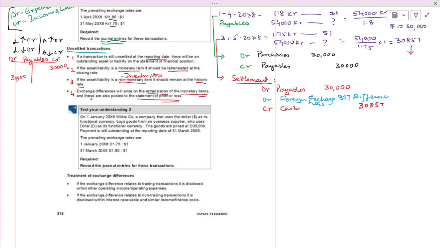Again, what are the monetary items? Very important, remember we are going to come across this in most of the cases. Monetary items are receivables, payables, and loans. They have not said loans are short term or long term. Loans are loans. Understand the point? Loans means long term as well as short term.